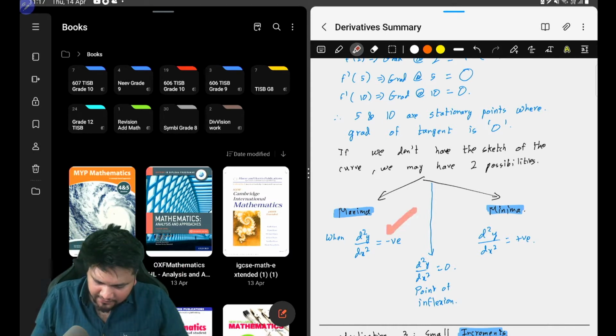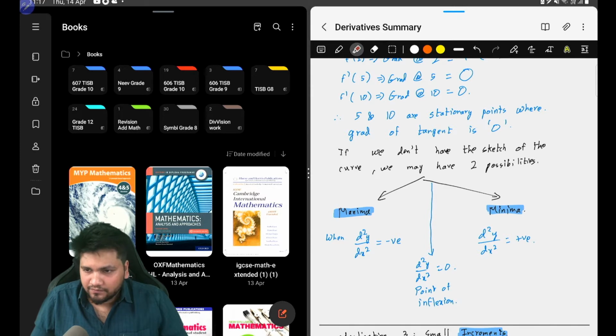And if I get negative, then it is maxima. If it is positive, then it's minima. If it is zero, then it is a point of inflection, which you don't have. So either it's going to be negative or it's going to be positive.